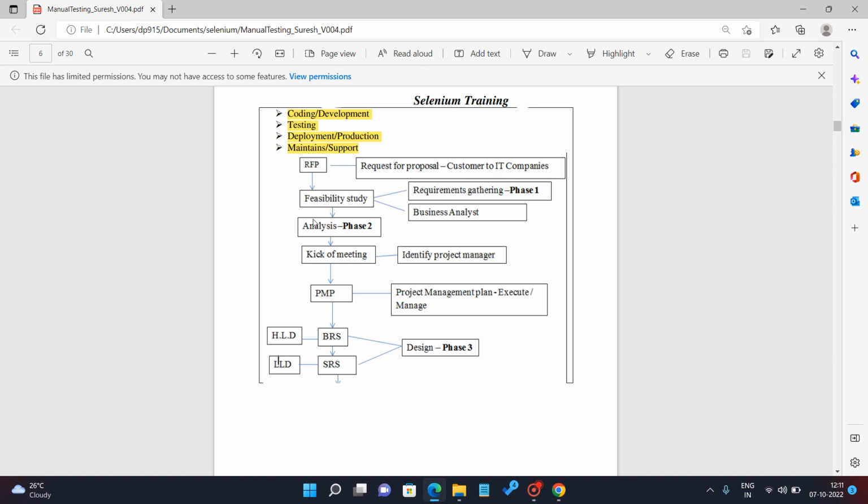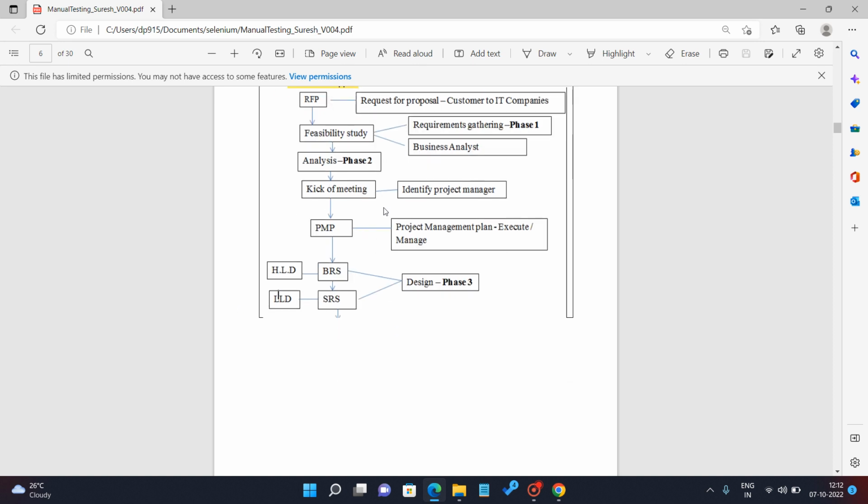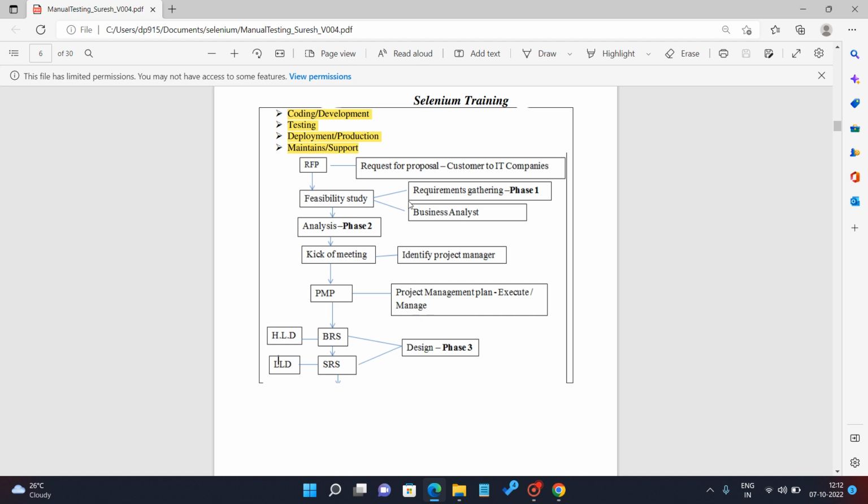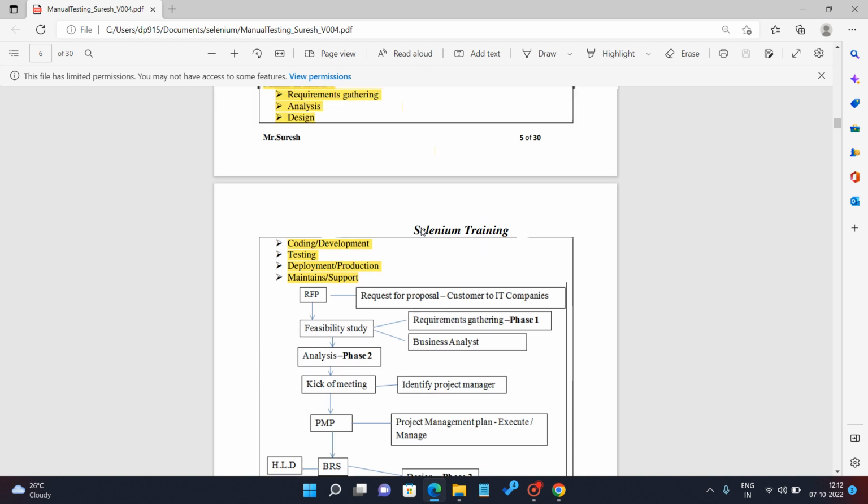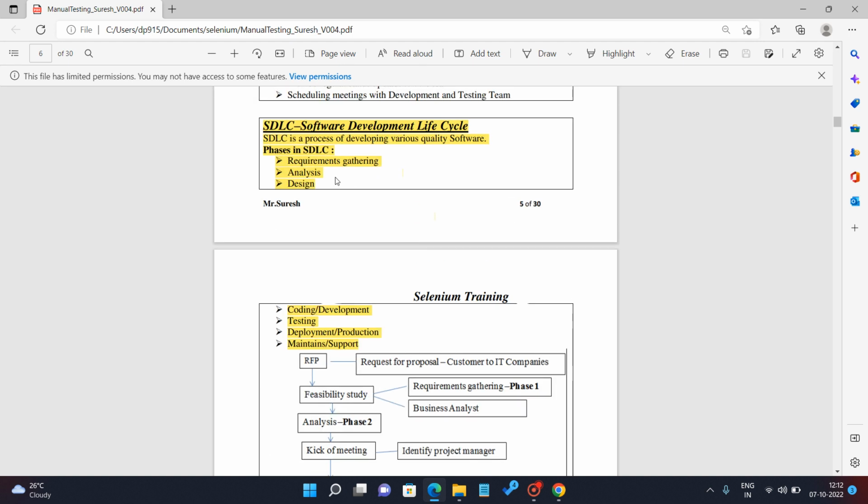The second phase is analysis, where the requirements are analyzed. The kickoff meeting is important, because 90% of the project is confirmed in the kickoff meeting. And PMP. These two phases are requirement gathering and analysis.